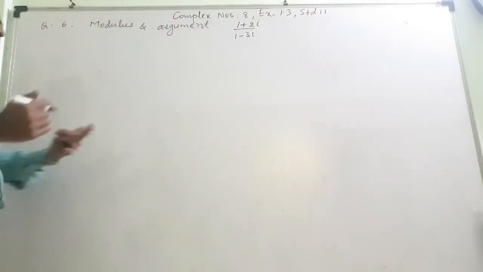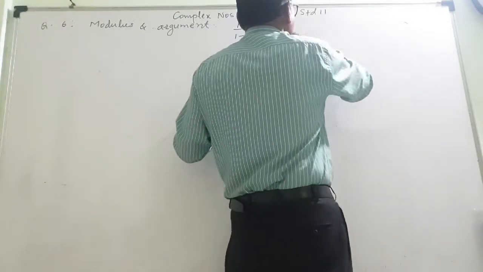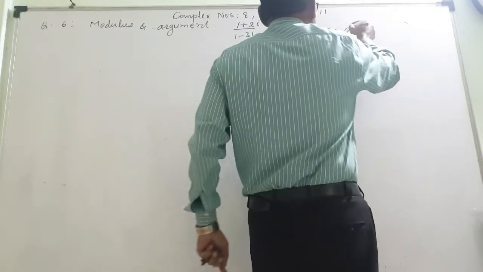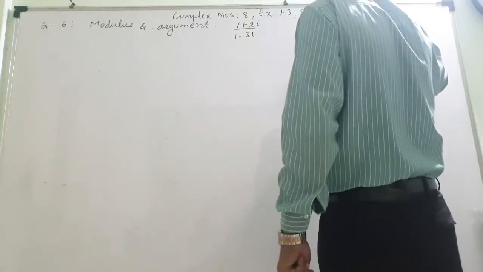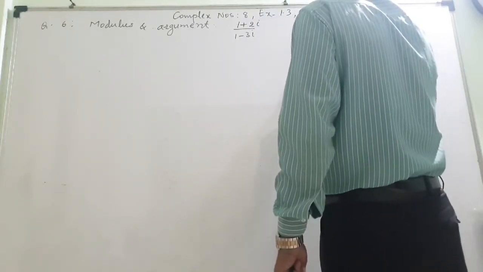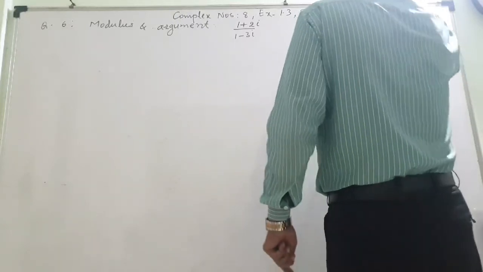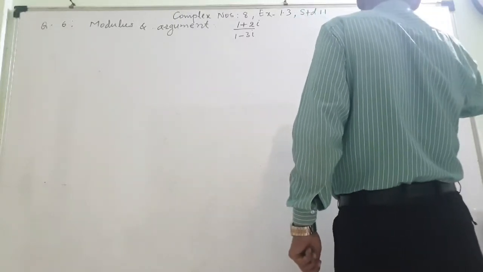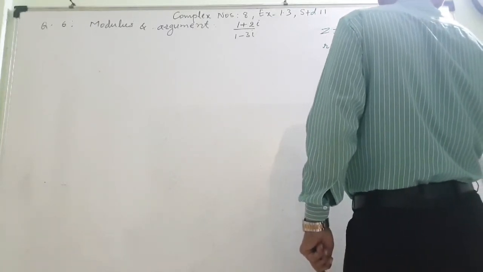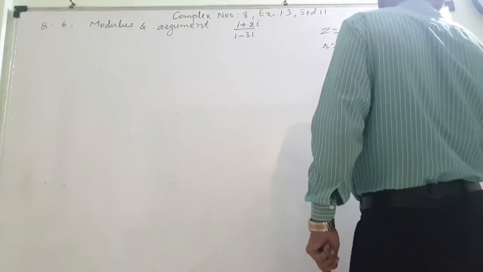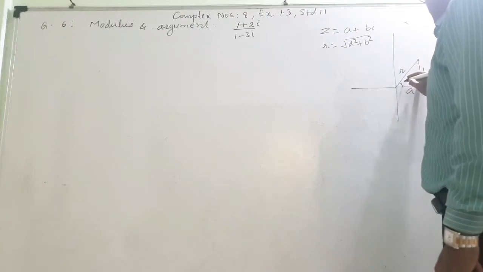Modulus means r. It should be of the form z is equal to a plus bi, or x plus iy. In that form it should be. Then r is equal to under root of a square plus b square. That is the modulus. See this. Suppose I am drawing it here. So this is r. This is your a and this is your b. The imaginary part goes on the y-axis. By Pythagoras, this is your theta.